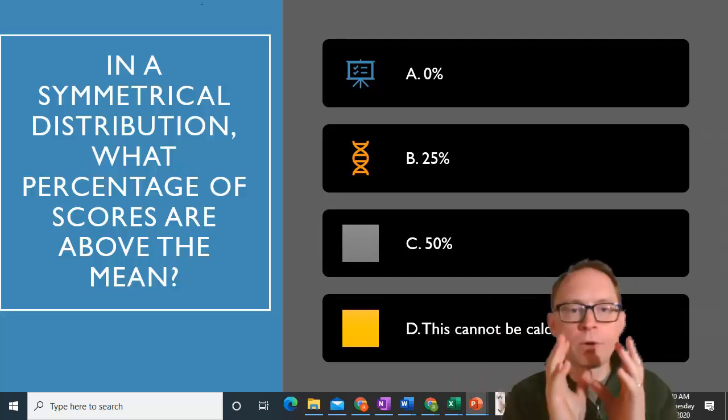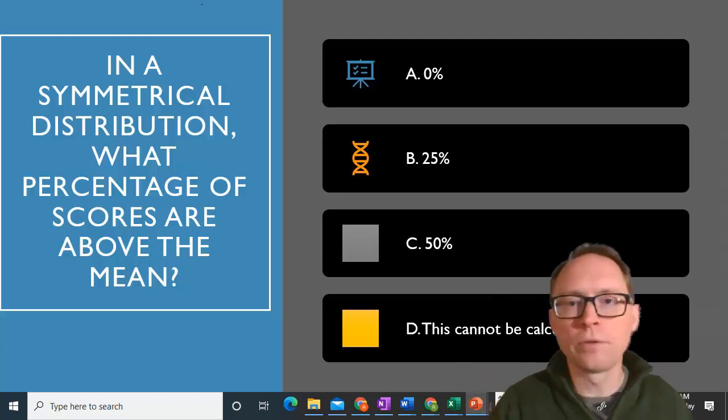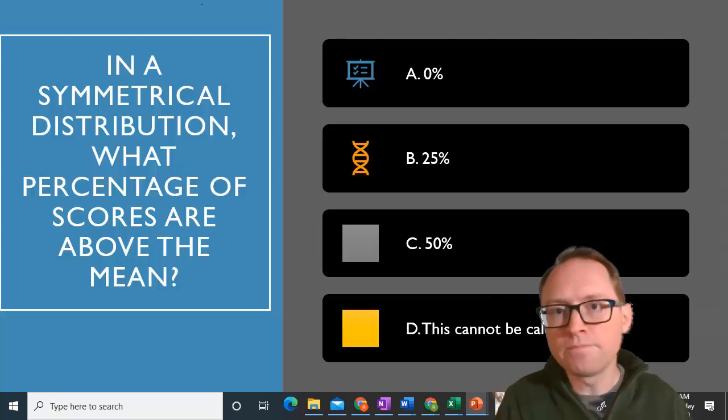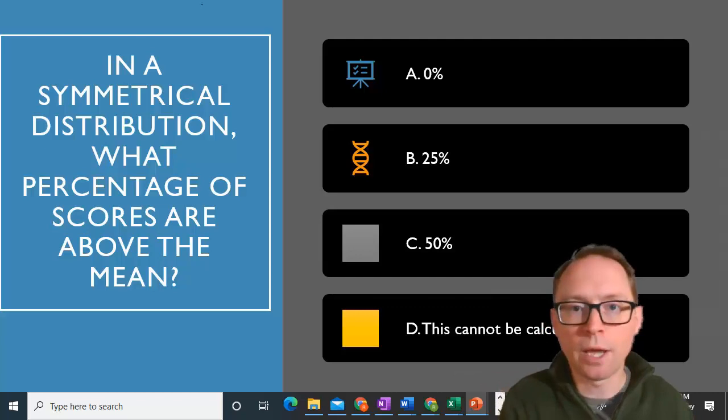Now you're like, oh, but what about right on? No, don't worry about that right now. Let's just imagine a curve, right? Imagine a curve, and if you put a line right in the middle, 50% of the scores are right above it, 50% are below it, okay?